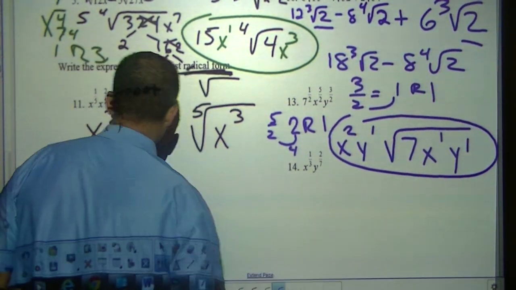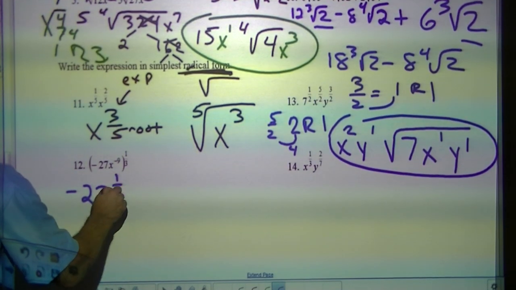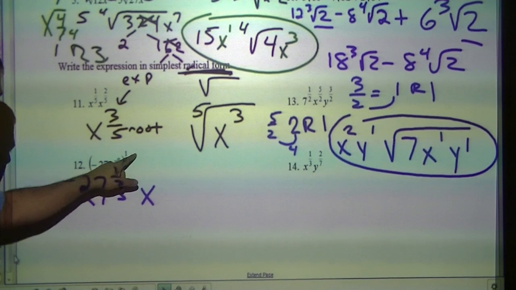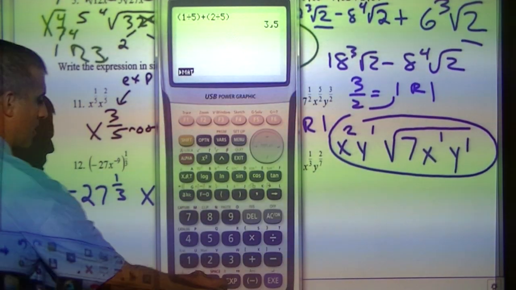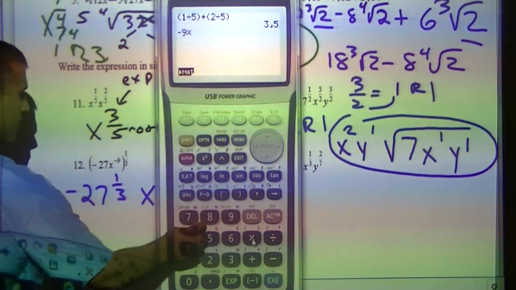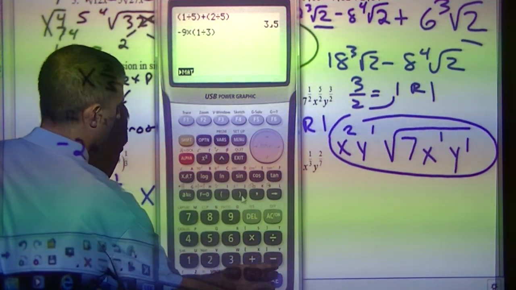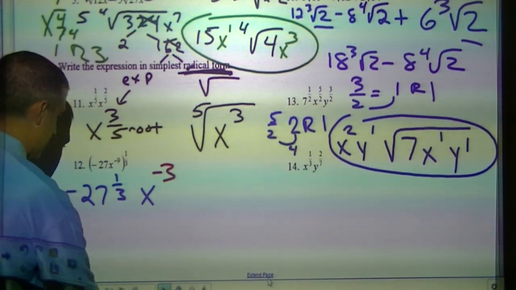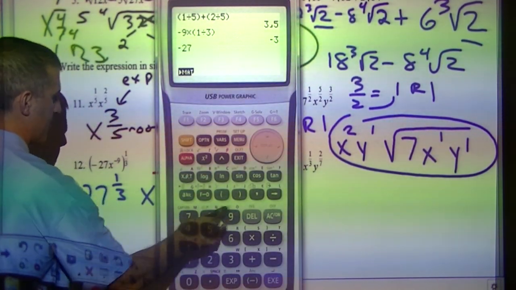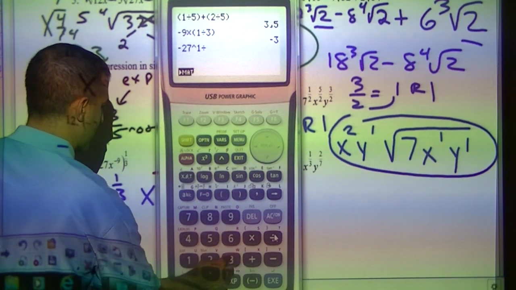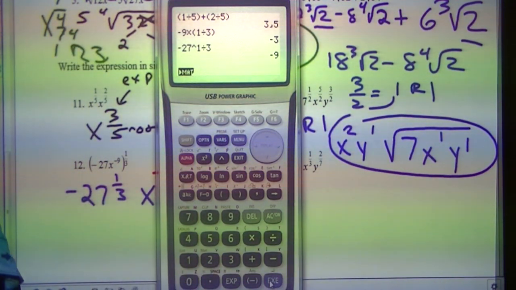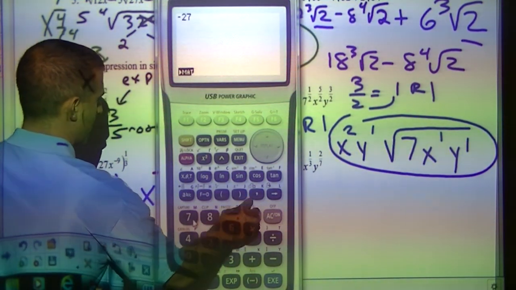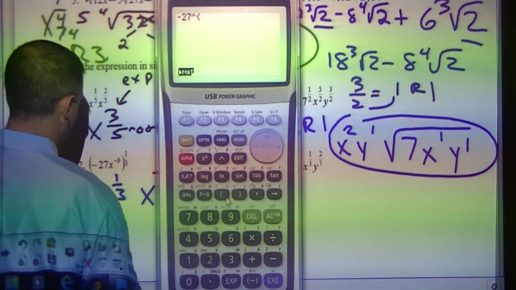Now, let's take a look at this one. This is going to be negative 27 to the 1/3 x, all right? Now, what should we do with these? You should multiply those. So I got negative 9 times 1/3, okay? Which is negative 3, all right? Now, let's type this into the calculator. Negative 27 to the 1 divided by 3. If you notice, all right, oh, oops, I did that wrong. Negative 27 exponent to the 1/3.